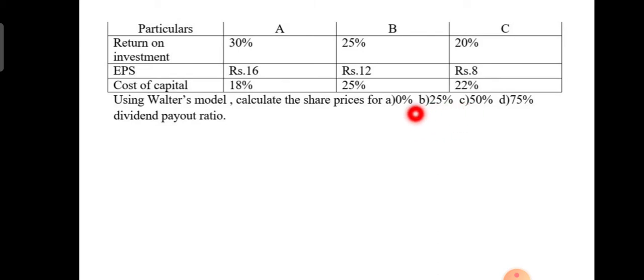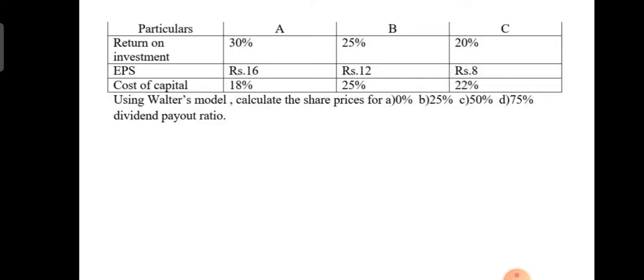First we need to calculate dividend per share. So 12 EPS into 0%, 12 into 25%, 12 into 50%, 12 into 75%. For 0% payout ratio, dividend per share is 0, and for 25% payout ratio, dividend is 12 into 25%, it is rupees 3. Then 50% payout ratio, 12 into 50%, so D is 6. Then in the fourth situation, 75% payout ratio, so 12 into 75%, rupees 9 is dividend per share.